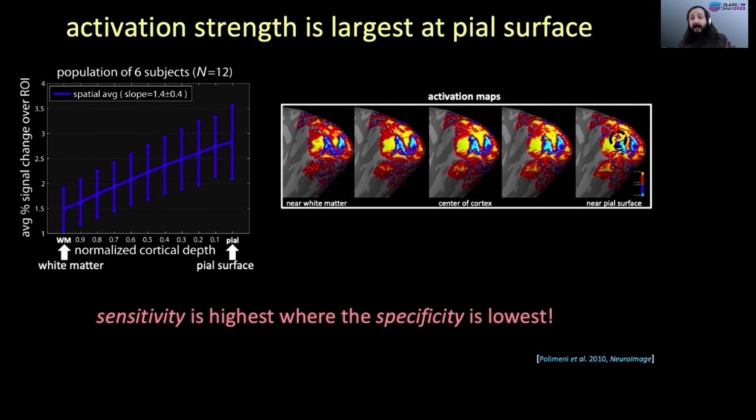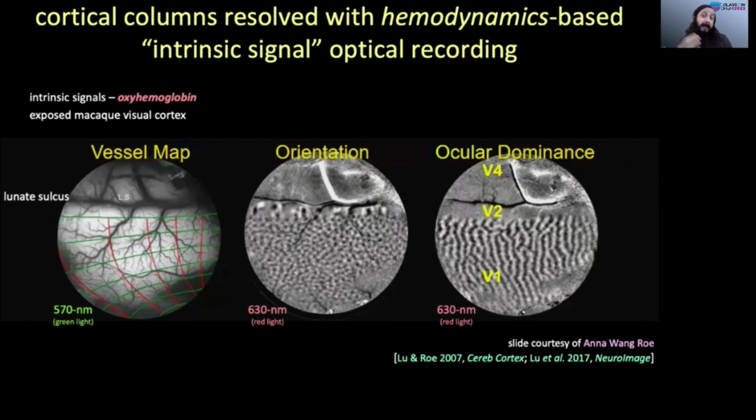So this trade-off means that for columnar systems like retinotopy, where the neural activity is really the same across depths, we have a knob that we can turn during the analysis. If we need more sensitivity, we can sample near to the pial surface, but if we're prioritizing neuronal specificity and spatial accuracy, we should sample near to the white matter surface. So it appears possible to use fMRI to achieve high resolution.